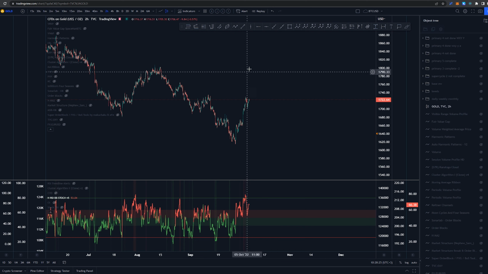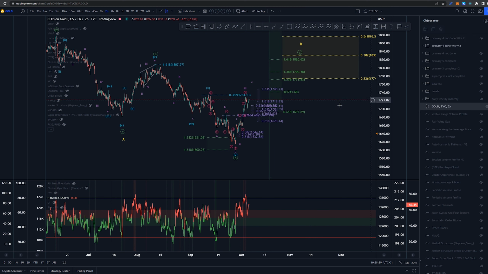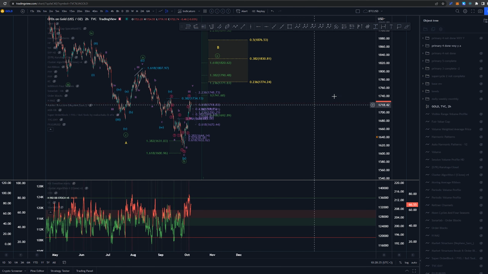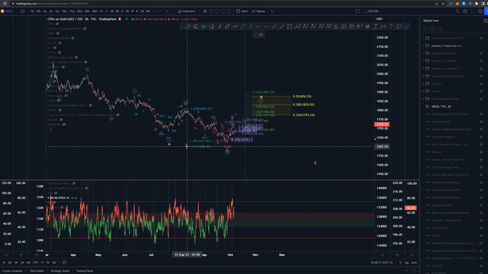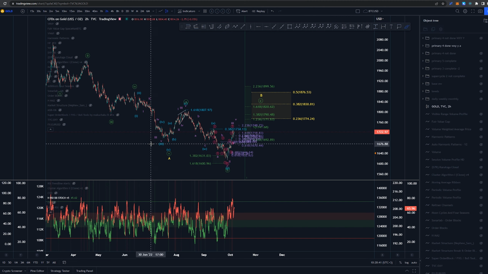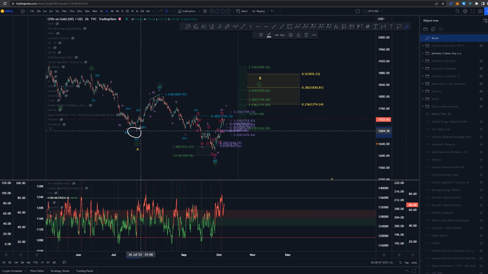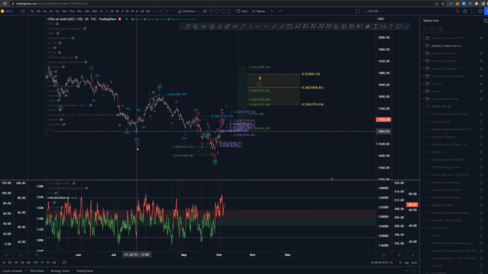So in the previous video, we had this count as the setup for a trade. And the higher time frame idea is that we had a 5-wave structure coming down to A wave. Again, the impulse wave structure is not really pretty, but it is valid nevertheless. And that ended down here at the 1683 lows around the 21st of July.